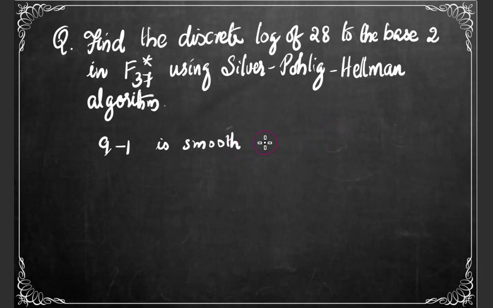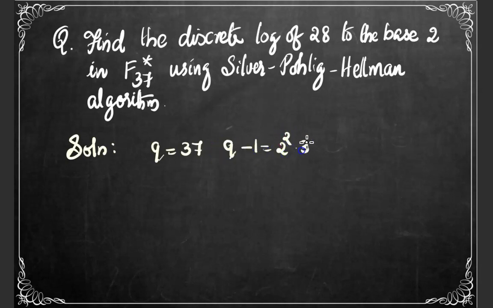Here q is equal to 37. So q minus 1 is 36, which can be factorized as 2 square into 3 square. So this is obviously a smooth number. Here q is equal to 37, q minus 1 is equal to 2 square into 3 square, and y is 28. Here base b is equal to 2.